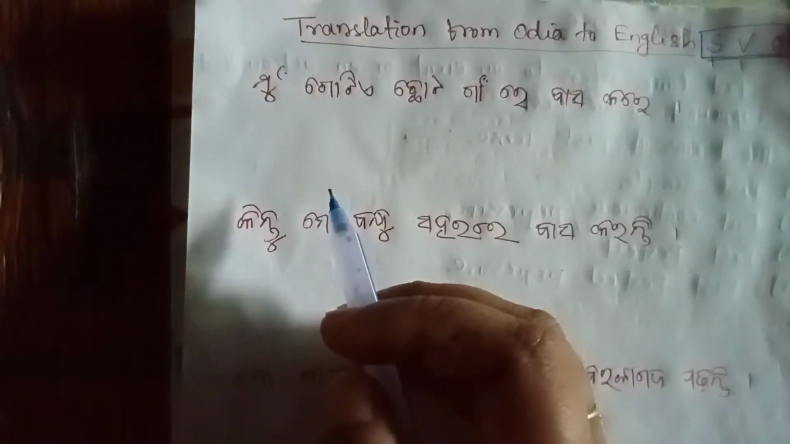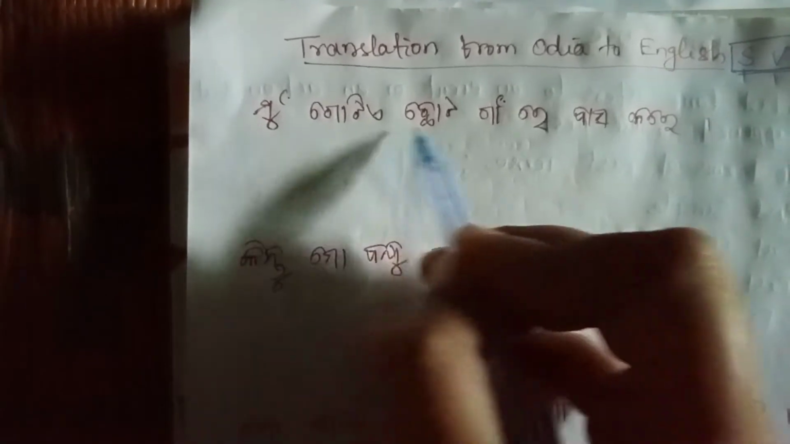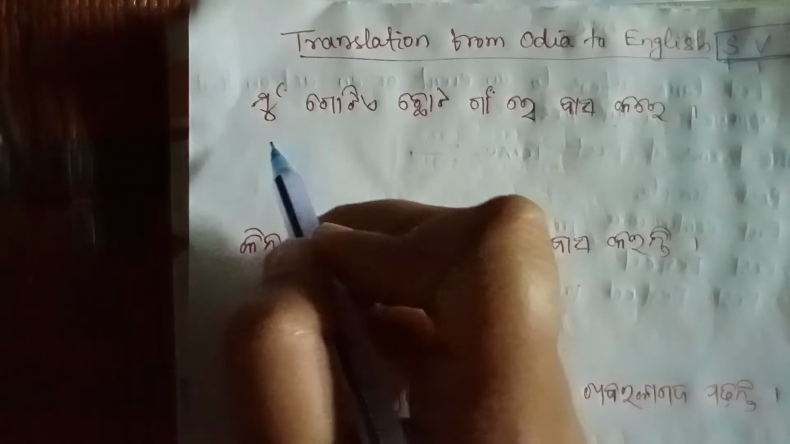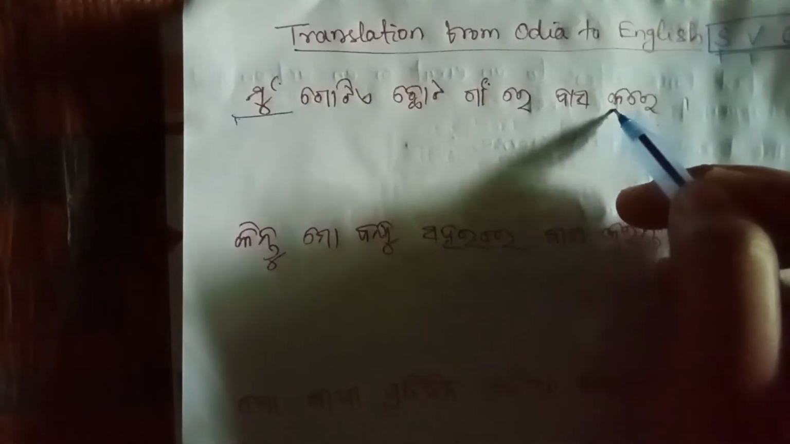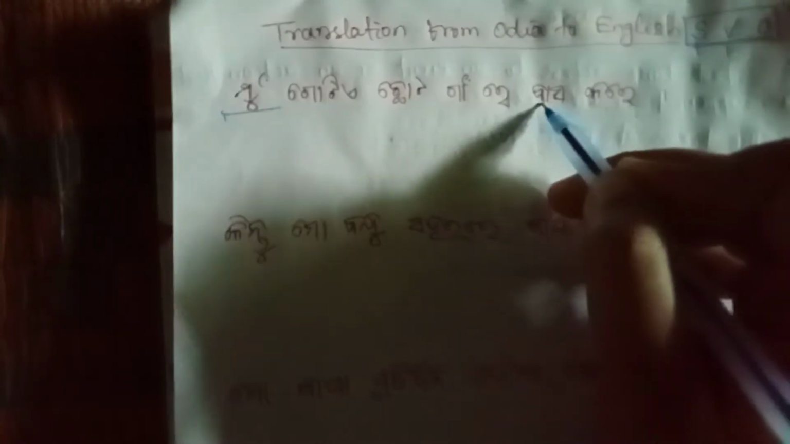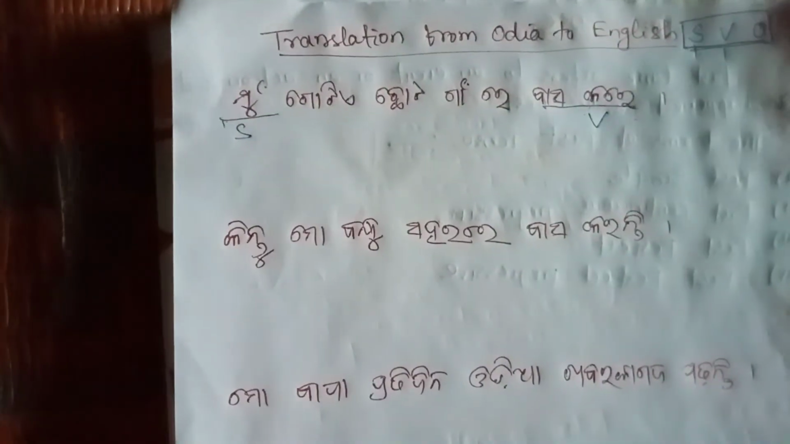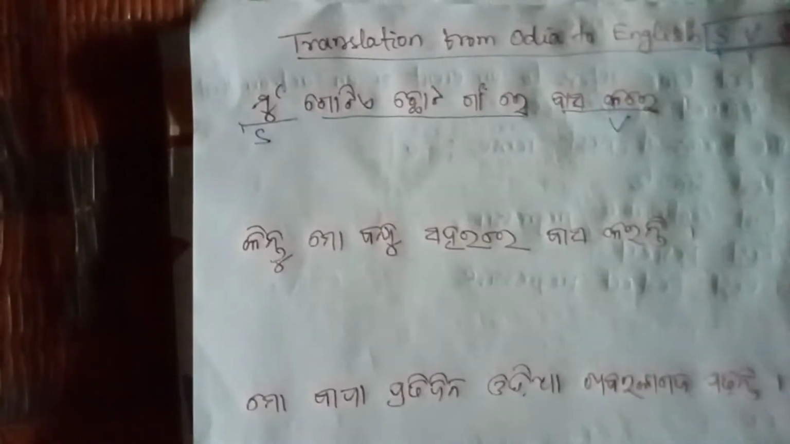So let us analyze the Odia sentence, then we will do the translation. Mu gotiye choto gaare baso kore. First the subject is mo, and the verb is baso kore. This is the subject, this is the verb, and the rest part is the object part.